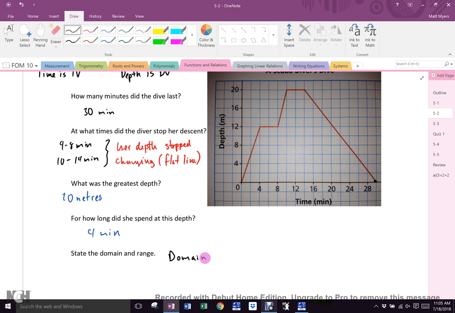Zach, what is it? Square bracket, 0, 30 square bracket. 30. That is one way of writing it. You also could have written it this way. What would I put here? X? No, time, because this time we're actually measuring it. What would be the range?